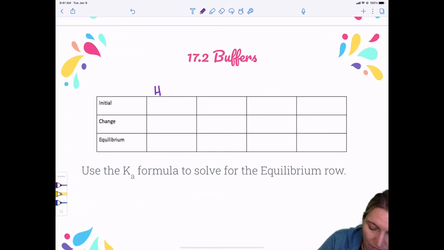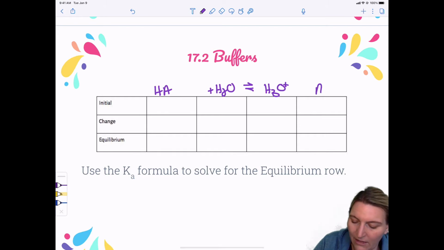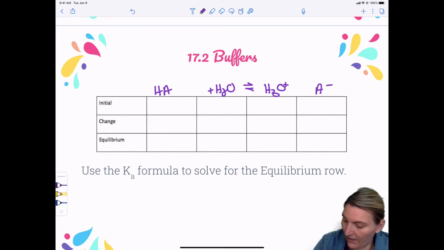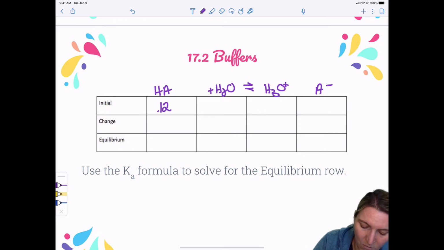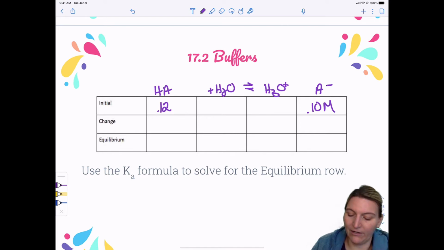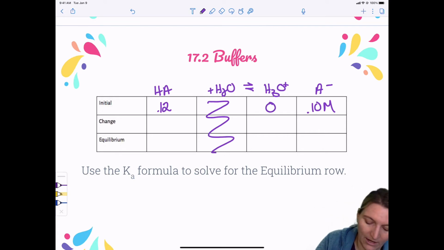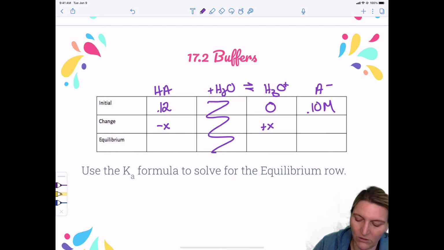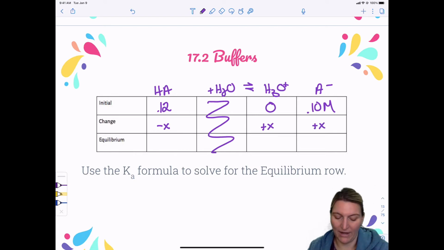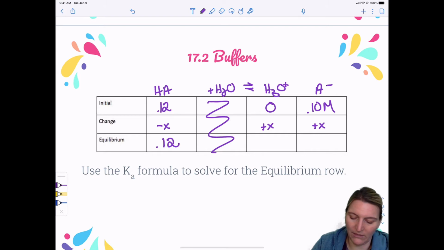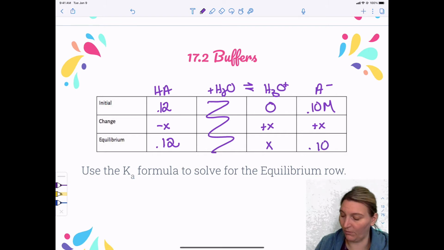I'm not going to write out the whole thing for lactic acid. I have a weak acid plus water in equilibrium with H3O plus and its conjugate base. And the question says that I'm starting with 0.12 molarity lactic acid and 0.10 molarity sodium lactate. And water we don't care about, and H3O plus would start out as 0. And we've done this a bunch of times. Both of these would go up by X and down by X. And because we know it's a weak acid, we can call that negligible.